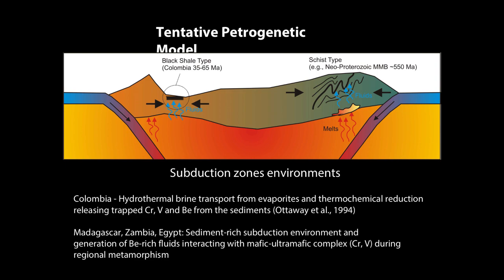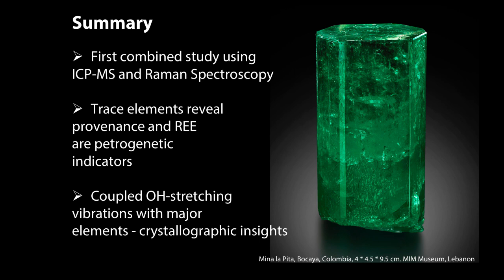Coming back to my first slide, this is the first combined study using solution ICP-MS and Raman spectroscopy on emeralds. Trace elements reveal provenance, and rare earth elements are really good petrogenetic indicators. Coupling OH stretching vibrations with major elements can give good insight into the crystallography of emeralds. Thank you.